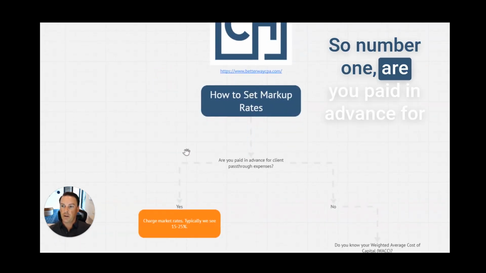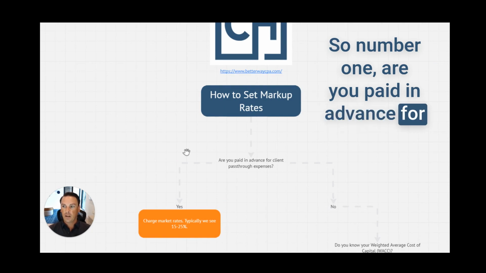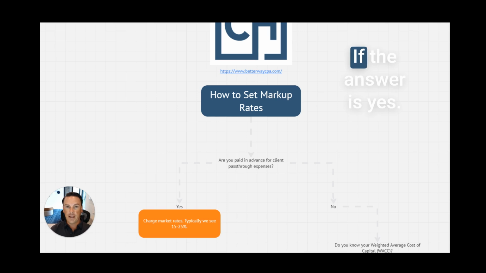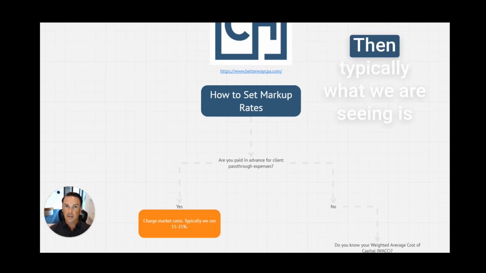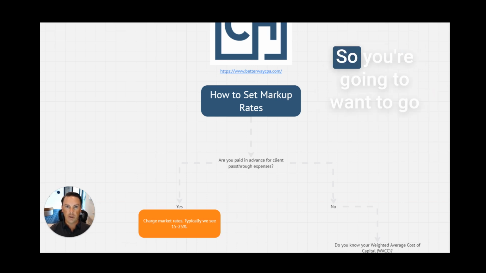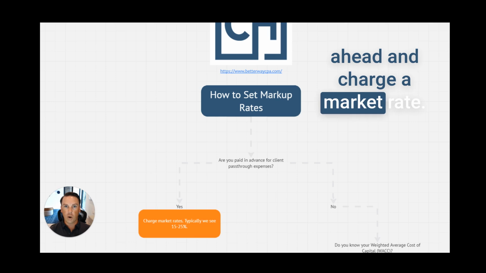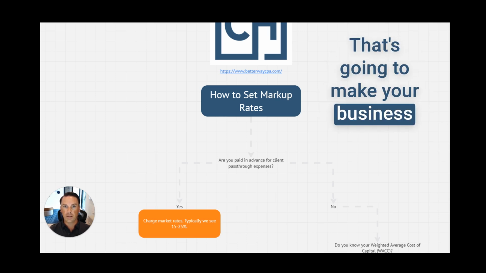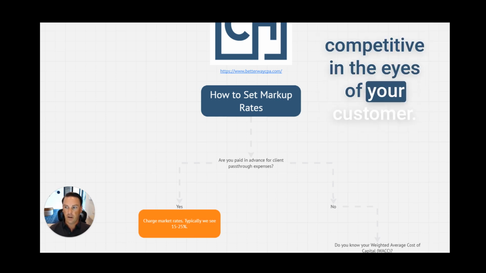All right. So number one, are you paid in advance for client pass-through expenses? If the answer is yes, then typically what we are seeing is somewhere between 15 and 25% in the marketplace. So you're going to want to go ahead and charge market rate. That's going to make your business competitive in the eyes of your customer.